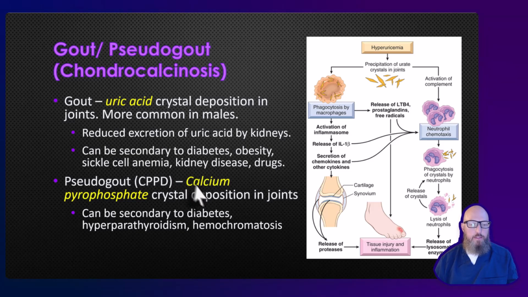Pseudogout, on the other hand, is calcium pyrophosphate deposition disease, another term for it, or CPPD. This can also be secondary to diabetes or hyperparathyroidism. And so those could look similar as you get accumulation of little crystal deposition in the joint. It might start to look cloudy.